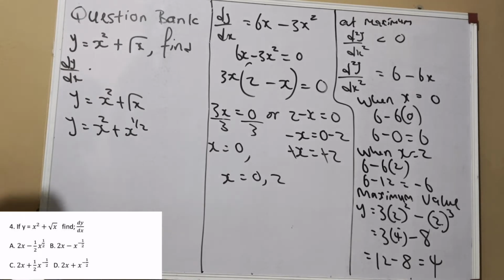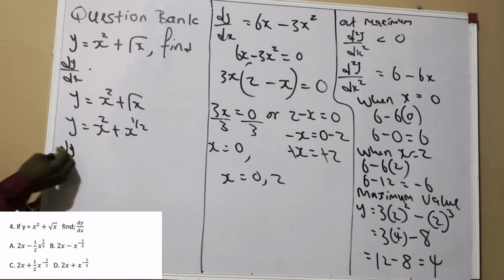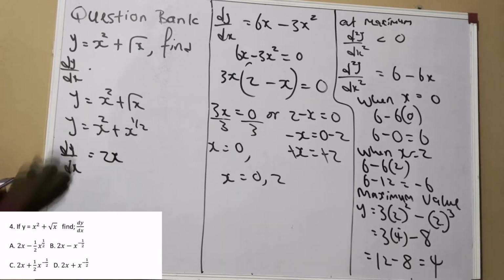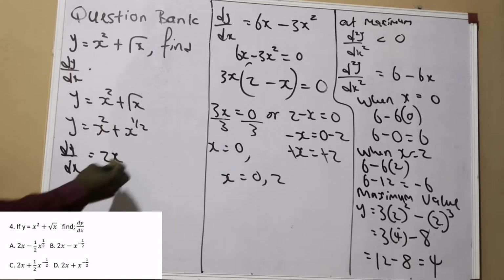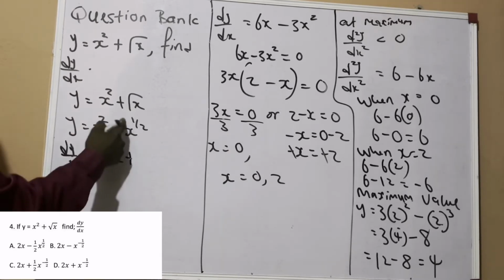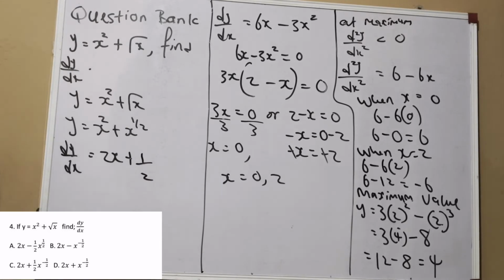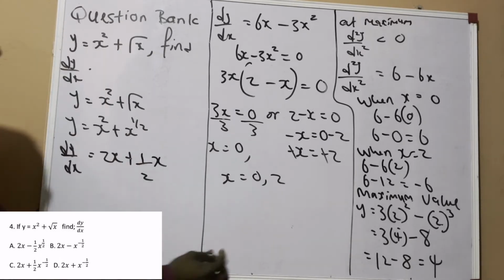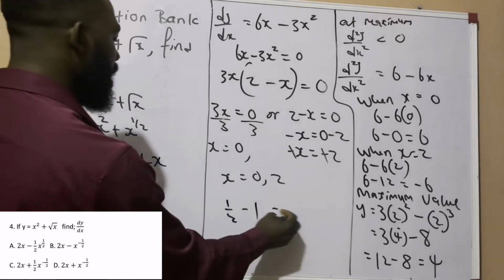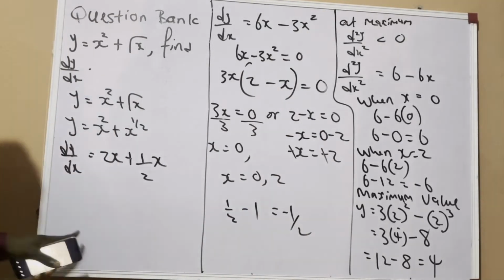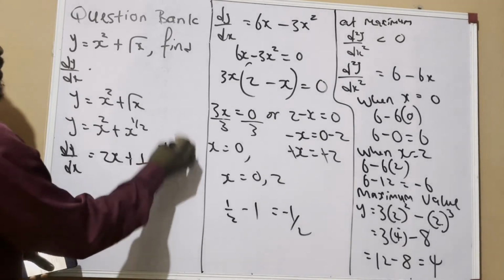Now at this junction, let us differentiate. Now dy over dx is, if I differentiate x squared, I will get 2x, plus, now 1 over 2 times 1 will still give us 1 over 2. Then we bring our x. Then don't forget we're going to minus 1. We always minus 1 from the power. If you minus 1, half minus 1, it will give you minus half. Because 1 is bigger than half. So here it becomes minus 1 over 2.